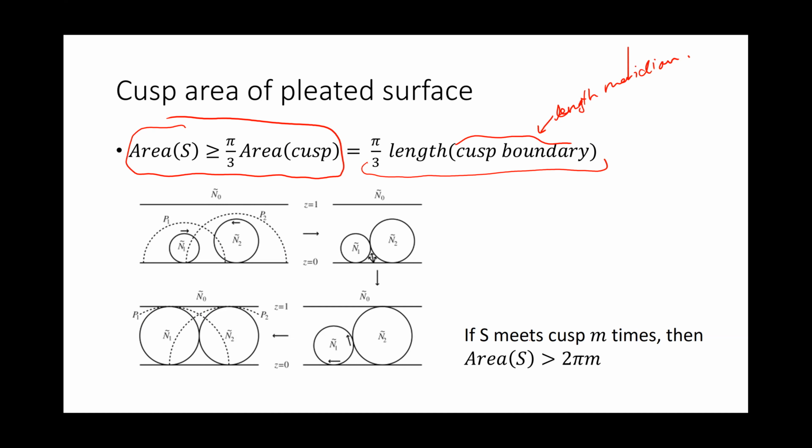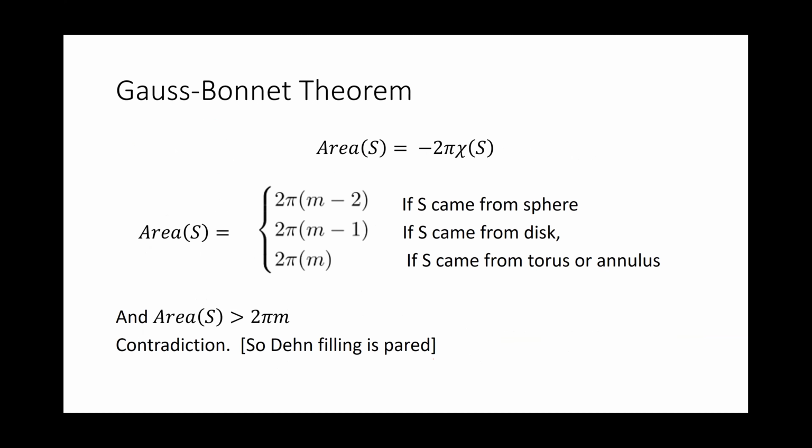Okay, so if S meets the cusp, if it meets these Dehn filling solid tori m times, then the area is at least 2 pi times m. On the other hand, because we have this pleating, we have the Gauss-Bonnet theorem. The area is negative 2 pi times the Euler characteristic.